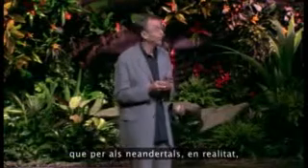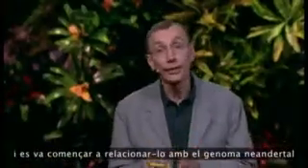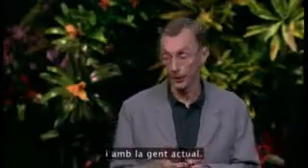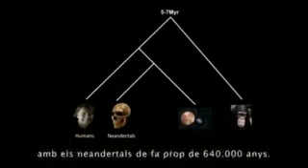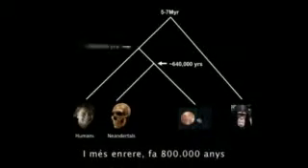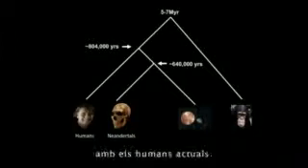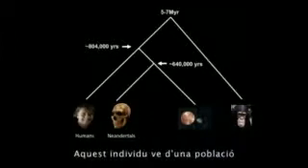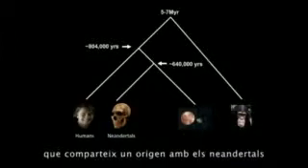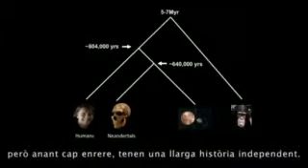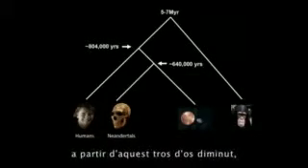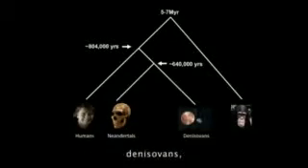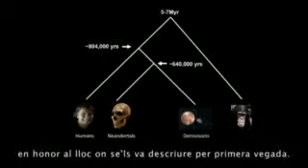And it was well enough preserved so we could determine the DNA from this individual, even to a greater extent than for the Neanderthals, actually, and start relating it to the Neanderthal genome and to people today. And we found that this individual shared a common origin for his DNA sequences with Neanderthals around 640,000 years ago. And further back, 800,000 years ago, is there a common origin with present-day humans. So this individual comes from a population that shares an origin with Neanderthals, but far back, and then has a long independent history. We call this group of humans that we then describe for the first time from this tiny little piece of bone Denisovans, after this place where they were first described.